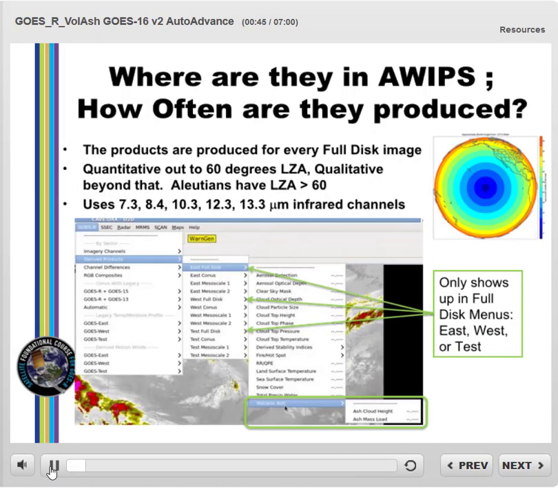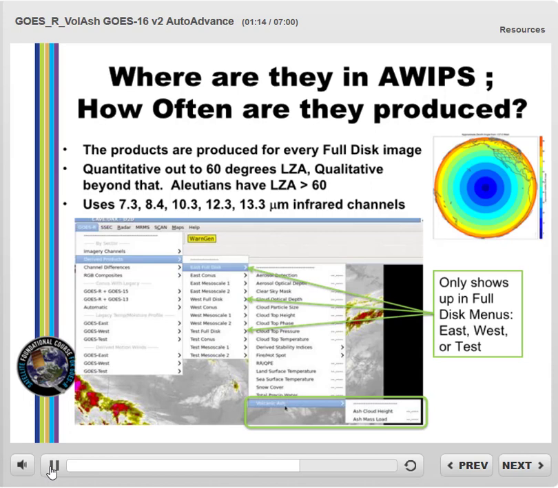Baseline volcanic ash cloud height and ash mass load products are computed for every full disk image. They're not produced for CONUS or mesodomains. These products are quantitative, that is, the values computed have been validated and shown to be accurate, out to a solar zenith angle of 60 degrees, near the boundary between yellow and green on the globe. The products are qualitative for solar zenith angles beyond 60 degrees, meaning the values shown may not be accurate, but the general distributions are good.